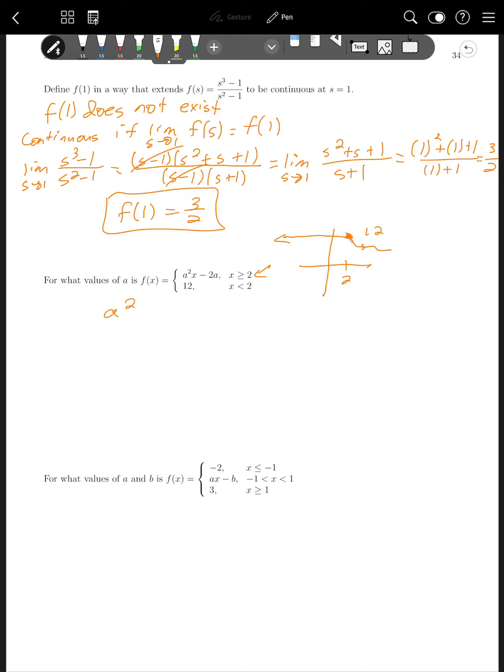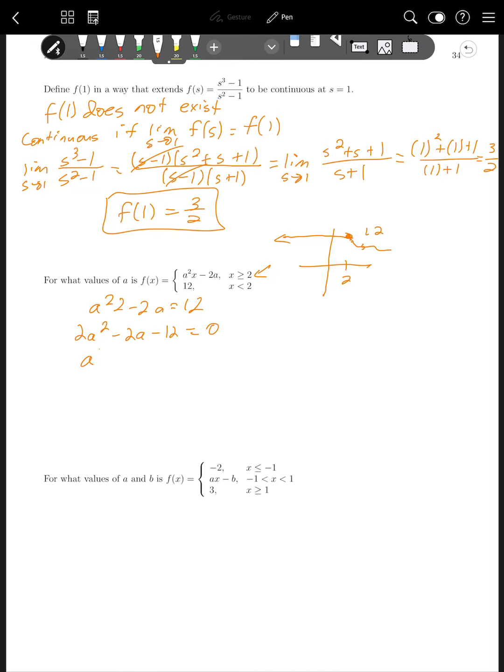So all we simply have to do is let a squared x minus 2a equal 12 and solve that. We can solve that by setting one side, and we want it to happen at 2, right? So I can plug in 2 for x, and I'm setting that equal to the other piece. So that's 2a squared minus 2a minus 12 equals 0.